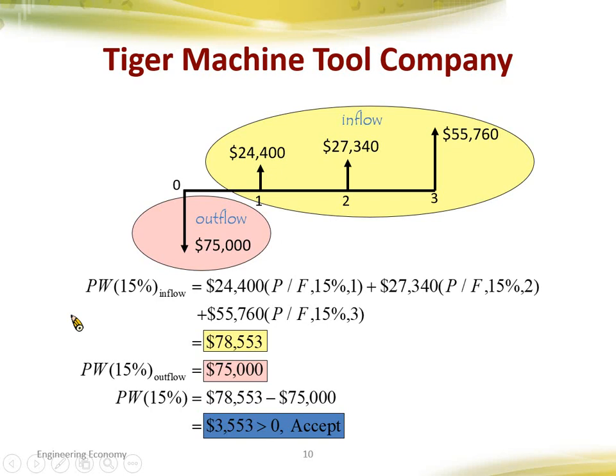Another way to look at this is when we say 15% here. In fact, when we are talking about present worth, another way to look at why we do this is that it is basically telling us that if we put 15%, meaning that we consider the investment return in this project, whether or not it will be greater than 15% or not.